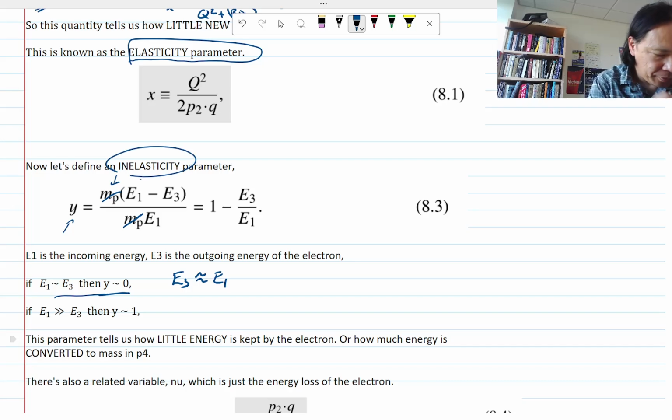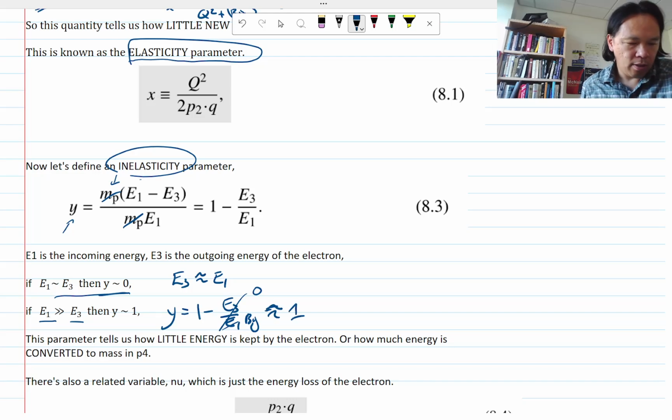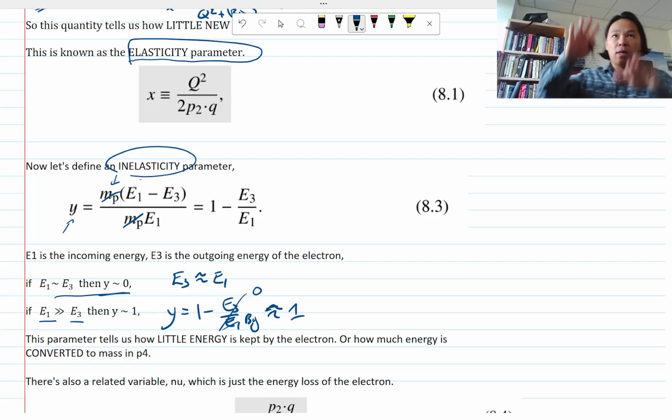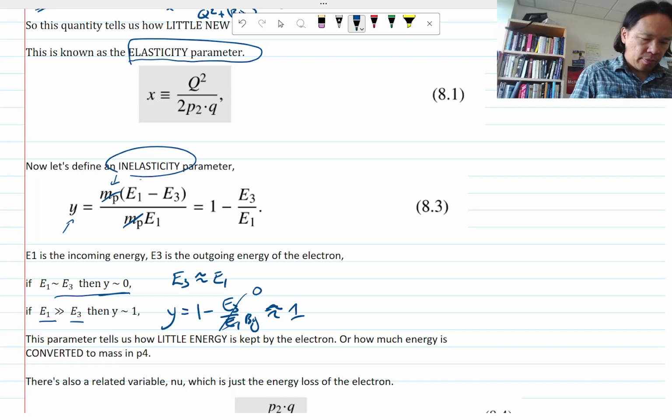But when E1 is much bigger than E3, let's go down here, y is 1 minus E3 over E1. If this number is big, then this term goes to 0, and y becomes approximately 1. So when you have very inelastic scattering, this parameter goes to 1. They kind of have opposite behaviors from each other.